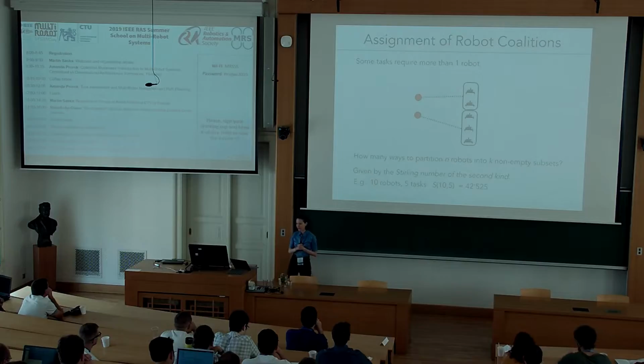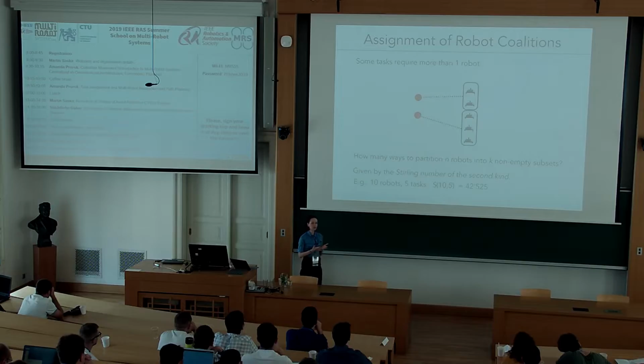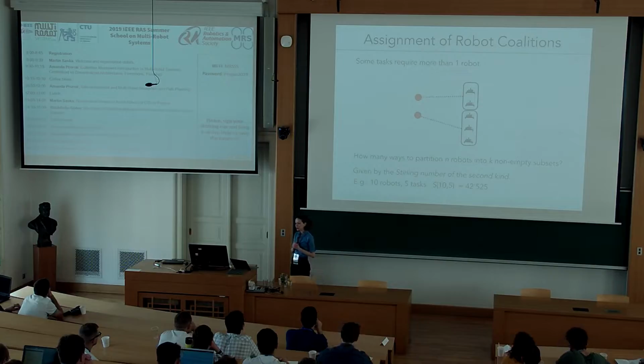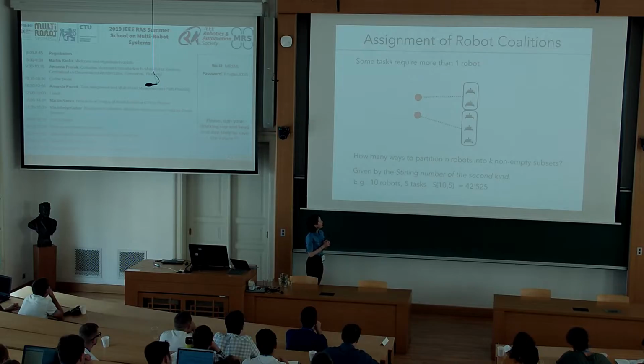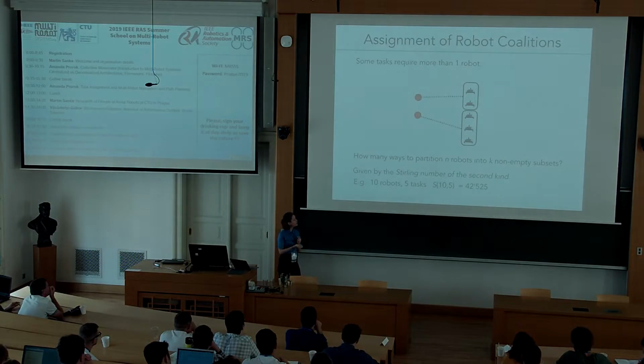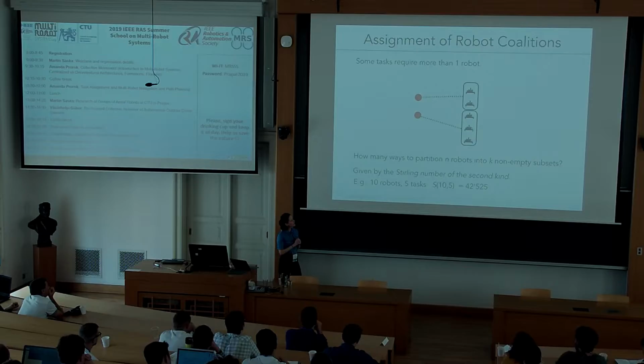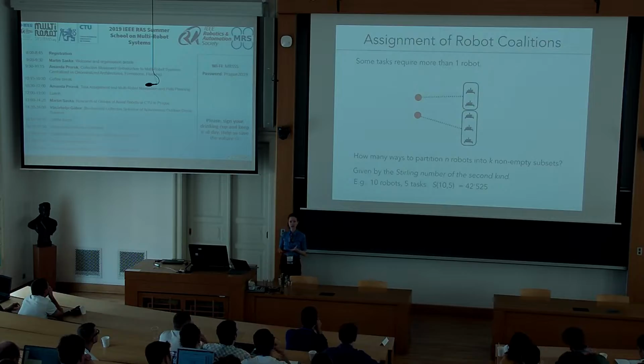Formally, I'm trying to analyze how many different ways I can partition a system of n robots into k non-empty subsets. It's been shown that the number of these possible groups is given by the Stirling number of the second kind. To give you an intuition of how big this number is, if I have 10 robots and 5 tasks, that's already more than 42,000 different possible groupings. So if I want to find out the best grouping for my robots, I have to evaluate more than 42,000 possible assignments before I know which one is the best one.